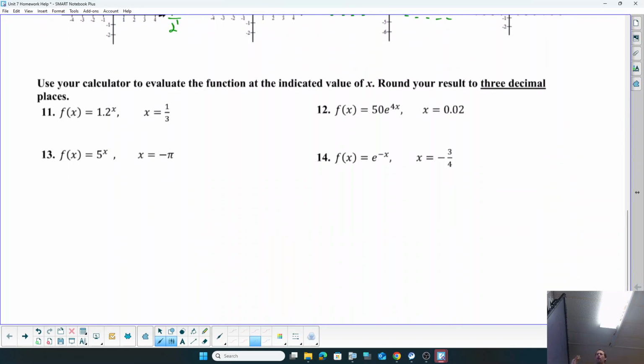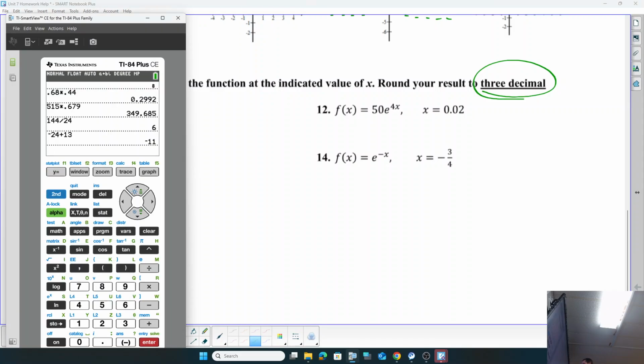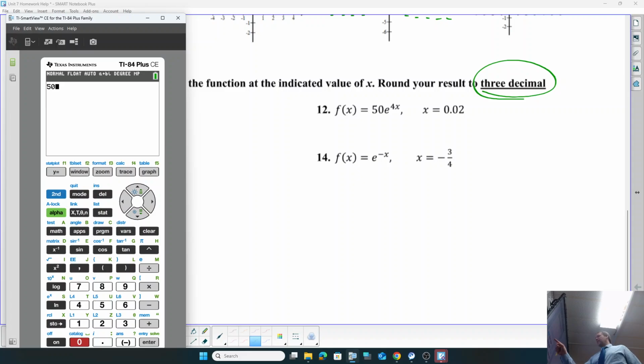This one's just very calculator based. I just want to see if you can plug it into your calculator and round to 3 decimal places. So get out your calculator, and you're going to type in 50, second... Where's e at? Do you know where e is? Oh yeah, it's down here. So e to the x power, do you see it above the ln? You have to push second, the blue button, and then ln to get the e button. So 50 second ln gives us e, and that's e to the 4x power.